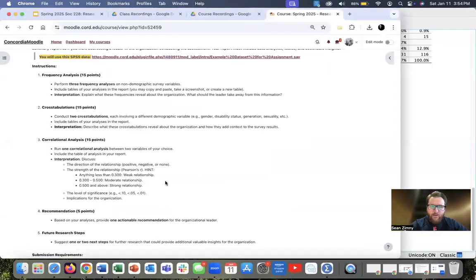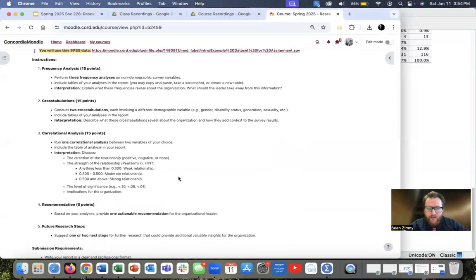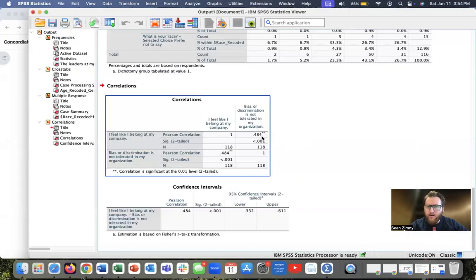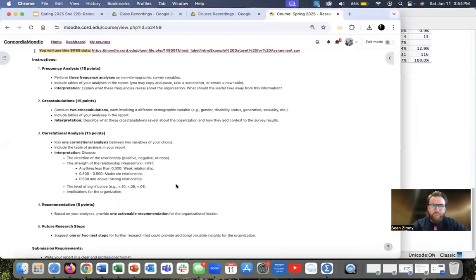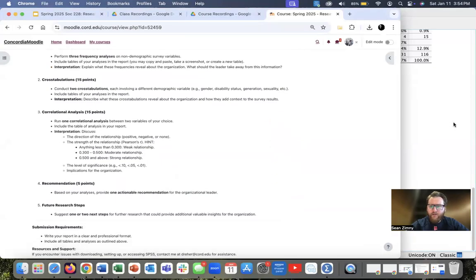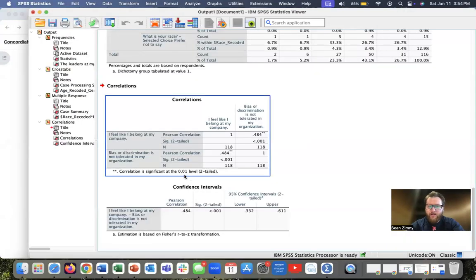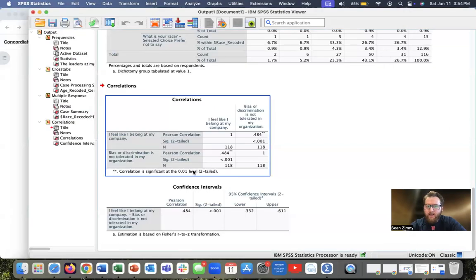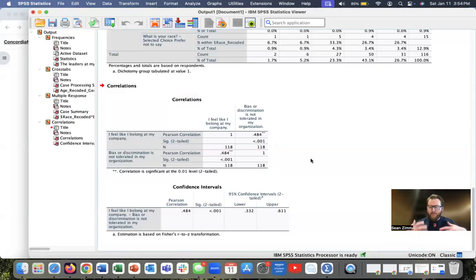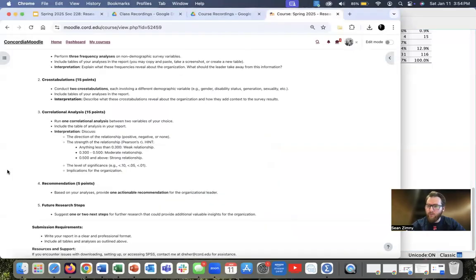The strength of the relationship. Hint, anything less than 0.3 is weak, 0.3 to 0.5 is moderate, and 0.5 and above is strong. So this is 0.484. That's in between 0.3 and 0.5, so that's a moderately strong relationship. The level of significance. See how this says, is it 0.1, 0.05, or 0.01? This is significant at the 0.01 level. So this is statistically significant at the 0.01 level. That's how you would respond to that.